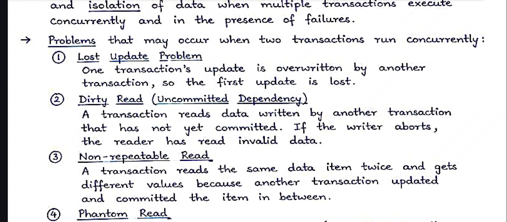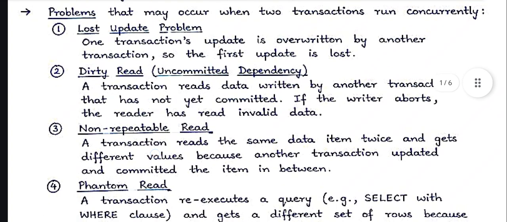Lost update problem. One transaction's update is overwritten by another transaction, so the first update is lost. Dirty read, or uncommitted dependency. The transaction reads data written by another transaction that is not yet committed. If the writer aborts, the reader has read invalid data.